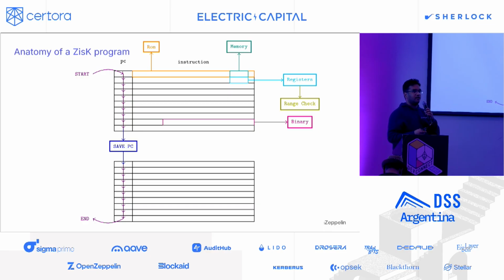So the intuition about what ZisK is trying to do is that they've broken this into a bunch of different components. Each of these can be proven independently, and therefore the latency goes down because you can do them all in parallel. And then you can get real-time proving, and that's what they're really trying to optimize for.